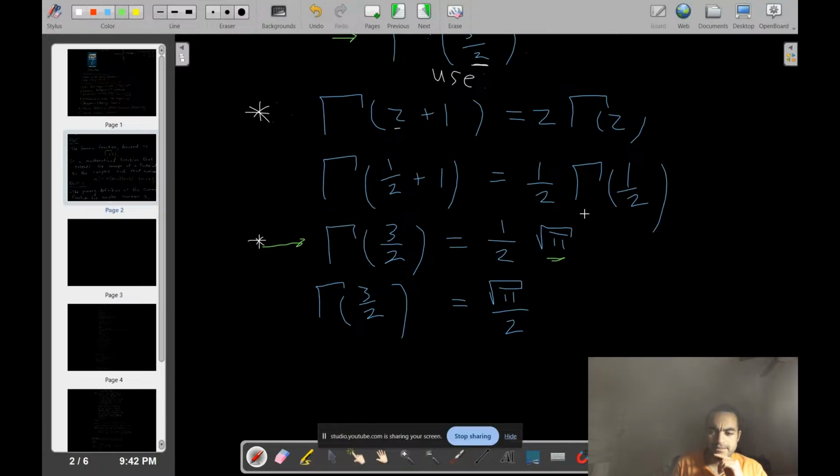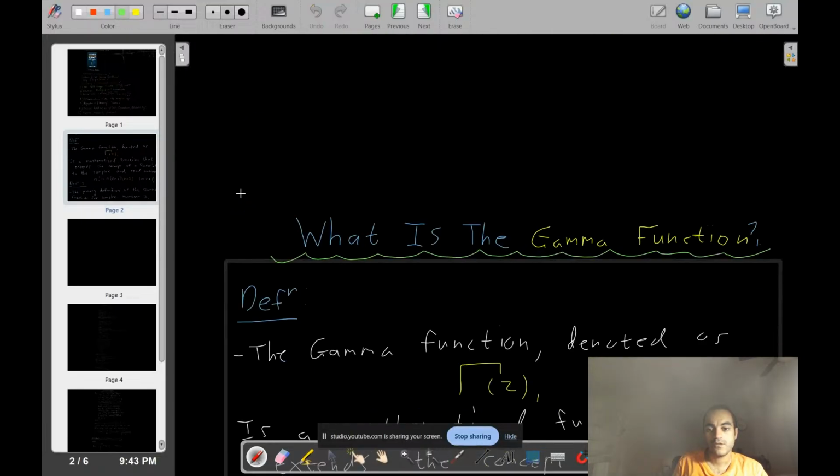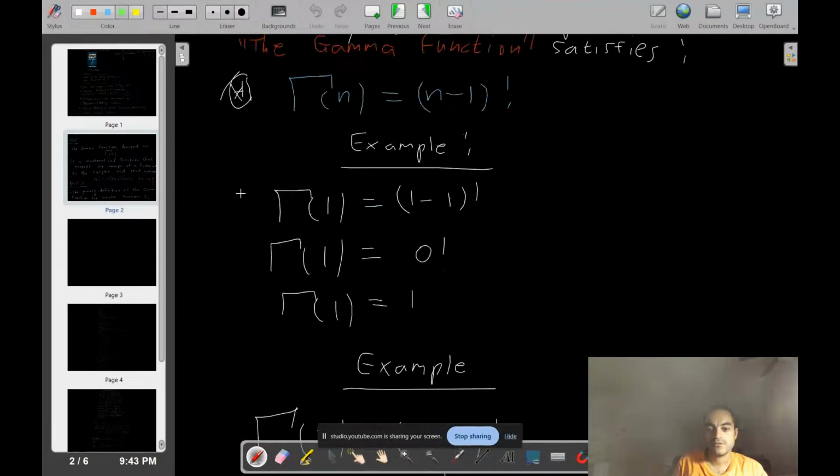I can guarantee it. You can look it up on the internet right now, ask what gamma of 1/2 is. It's root pi. So then we get 1/2 times root pi, so you get root pi over 2. So gamma of 3/2 is equal to root pi over 2. It's pretty interesting stuff. Any questions on these definitions and theorems of the gamma function?